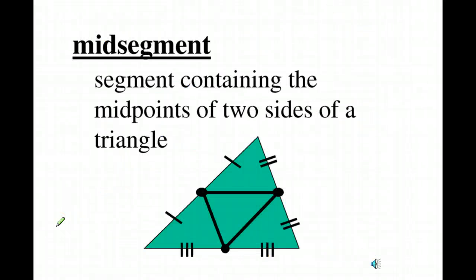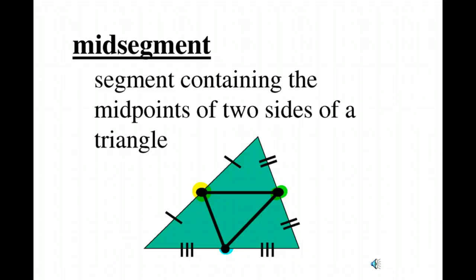And the last thing we want to talk about is the midsegment of a triangle. And by definition, a midsegment is a segment that contains the midpoints of 2 sides of a triangle. So if this is one side of the triangle, and this is the midpoint because it's the middle of this side, and this is a midpoint because it's the middle of this side, and this is a midpoint because it's the middle of this side. And a midsegment is a line segment that connects 2 midpoints of a triangle.